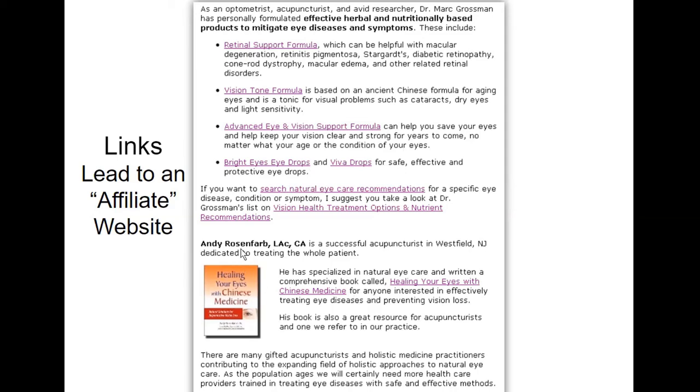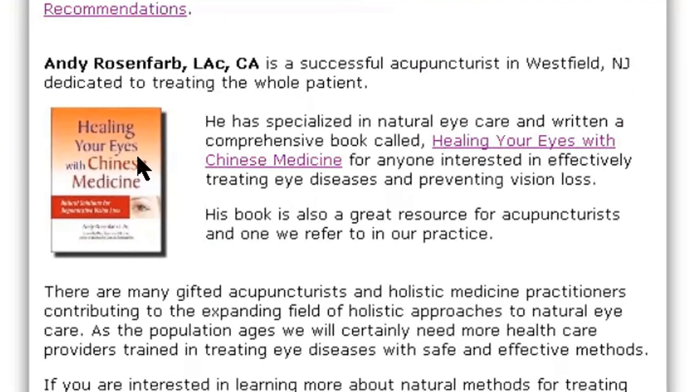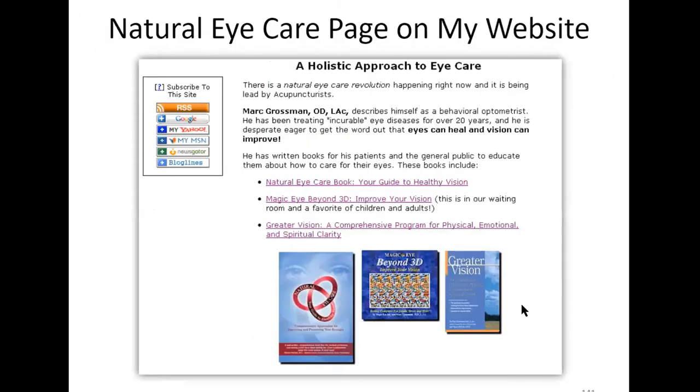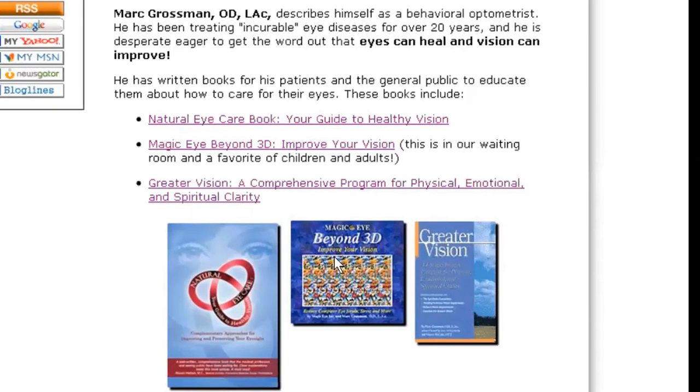I also included Andy Rosenfarb's book. At the time, I didn't know him, but here it is right here. So I'm giving resources. And then I included some other books that link to Amazon where people can purchase them. And this book I had in my clinic, and it's still one of the favorite books of kids in my clinic to this day in our waiting room.